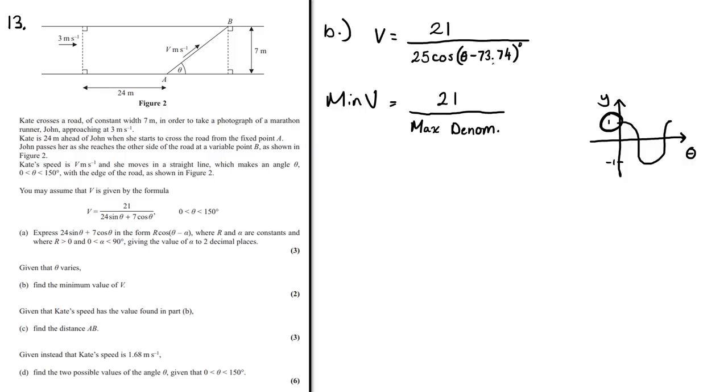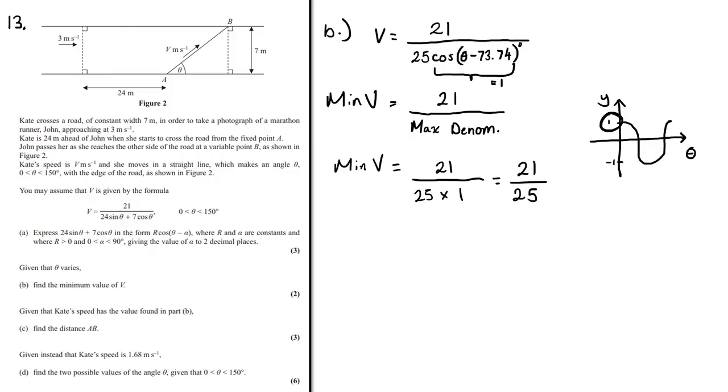So that part here will be 1. This is equal to 1. So what I've got then is 25 times 1. That's how we maximize the denominator here. So for the minimum value of V, min V is 21 divided by 25 times 1, giving me 21 over 25. And that gives us our solution to part B. That's the minimum value of V, given that theta varies. So that's part B, which is 2 marks.